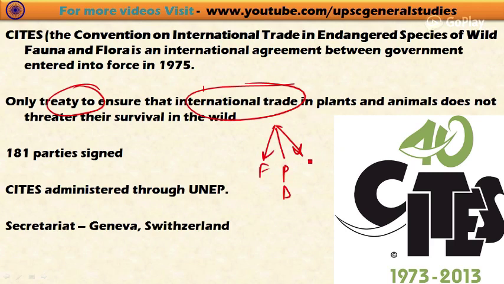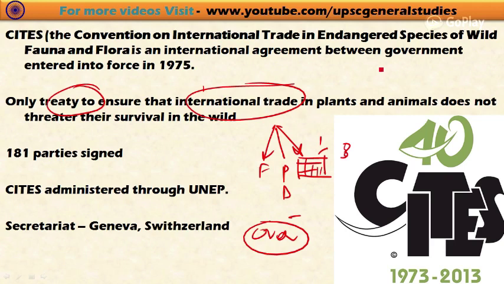like making beautiful articles like belts, bags, leather bags, and also idols. This international trade in plants and animals, if not regulated properly through international cooperation and institutional mechanisms, may result in extinction of the plant and animal species because of over-exploitation and also international organized agencies. So CITES, the Convention on International Trade in Endangered Species of Wild Fauna and Flora, was signed to regulate the international trade in plants and animals which are endangered.